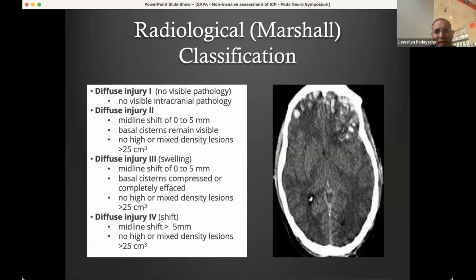Diffuse axonal injury, I've included that. This is graded, something we probably use more, and it's not that relevant outside of that, but it's quite clearly prognostic in terms of where one grades diffuse axonal injury. And the mechanism of injury, axonal shearing, an acceleration-deceleration type injury, is quite important in how the pathology manifests itself on the imaging.